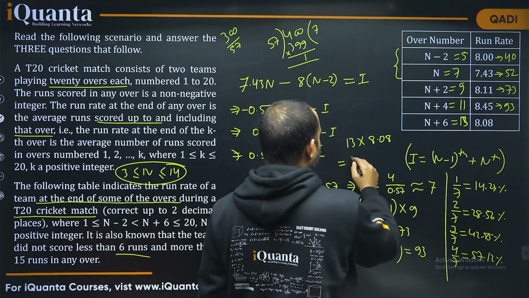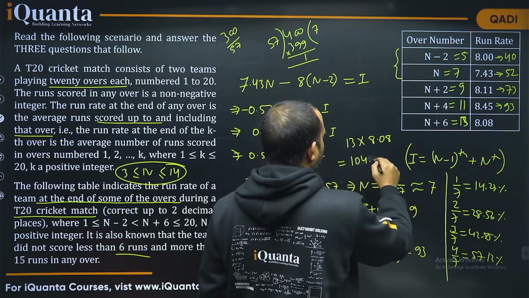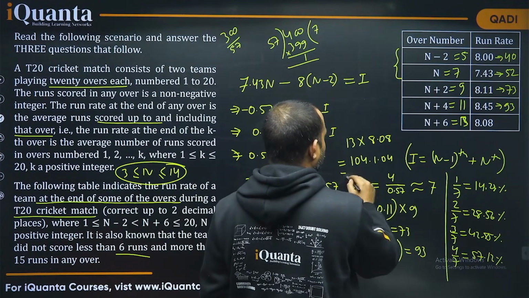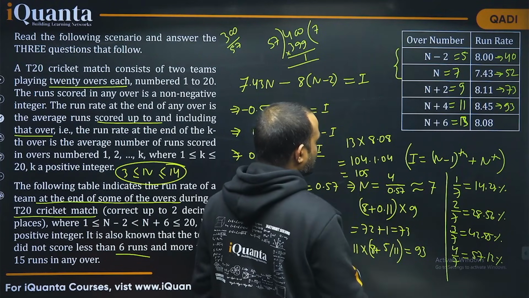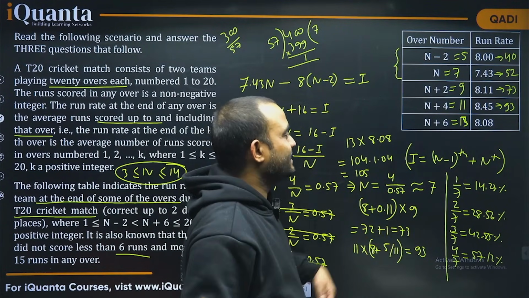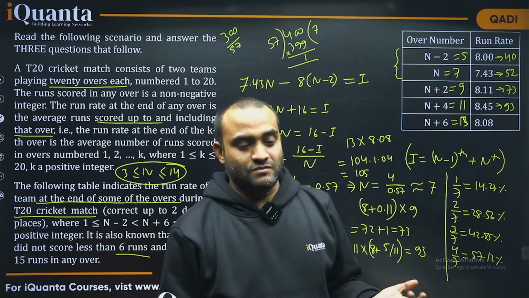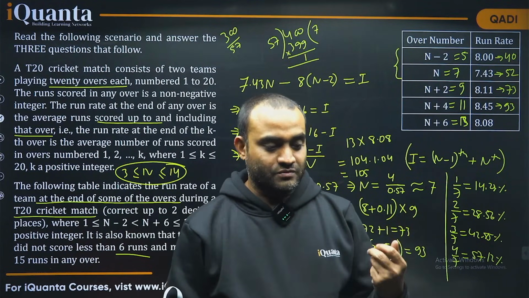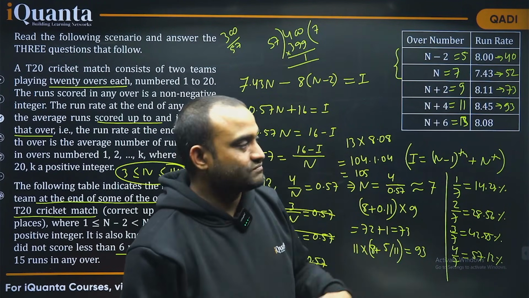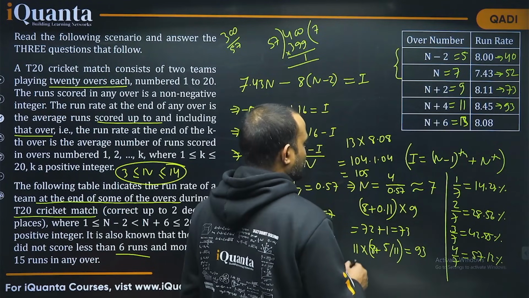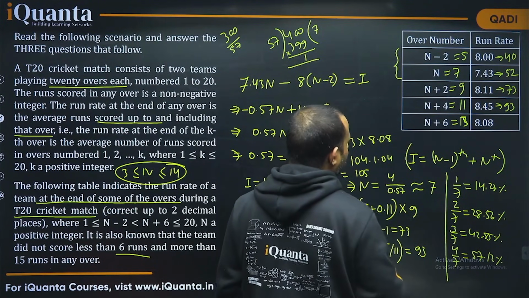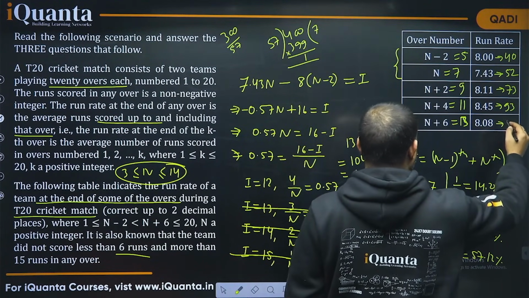13 into 8 is 104 plus, it will be 1.04, right? So this will be 105 as much. I am not getting any idea regarding this fraction, although I know we can break it, but again it's very much a headache because there is no direct relation. So this will be 105.